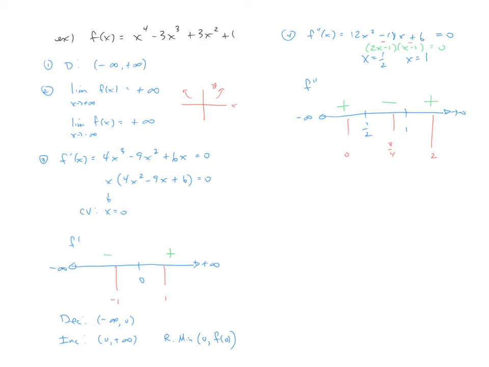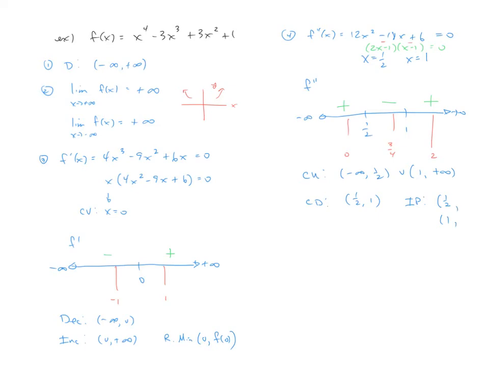And so, to summarize that, we are concave up from -infinity to 1/2, union 1 to positive infinity, and we're concave down from 1/2 to 1, right? Positive means concave up, negative means concave down. We also have, it looks like, two inflection points. The inflection points would be at 1/2, and then we'd also have another one at 1.